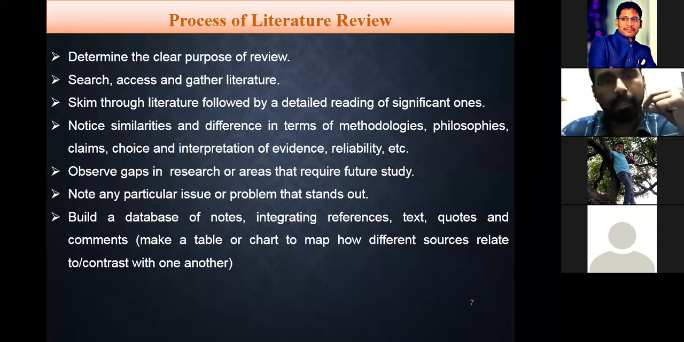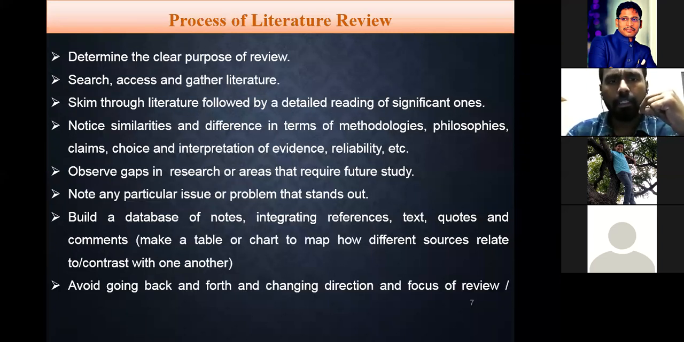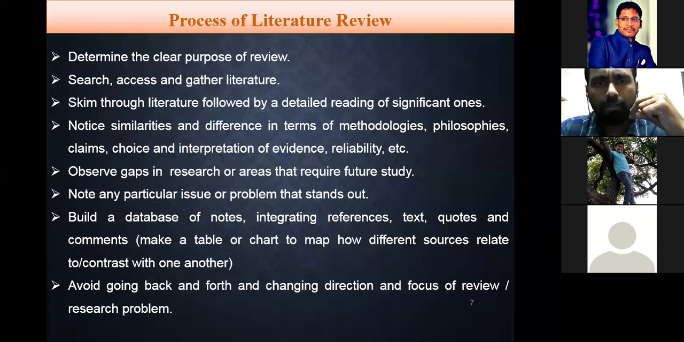I think most reference software has inbuilt notes and highlighting features. So we can take some notes while reading the literature, and we can highlight it. Or else we can use a layout; I have some layout. We can see that layout. You can manually take notes on that kind of layout. This is very important, because once you take the notes, we can avoid going back and forth and changing the direction and focus of the review. Once you read two to three literatures, we will forget what we have read in the first literature. So in order to avoid that, we need to take notes.